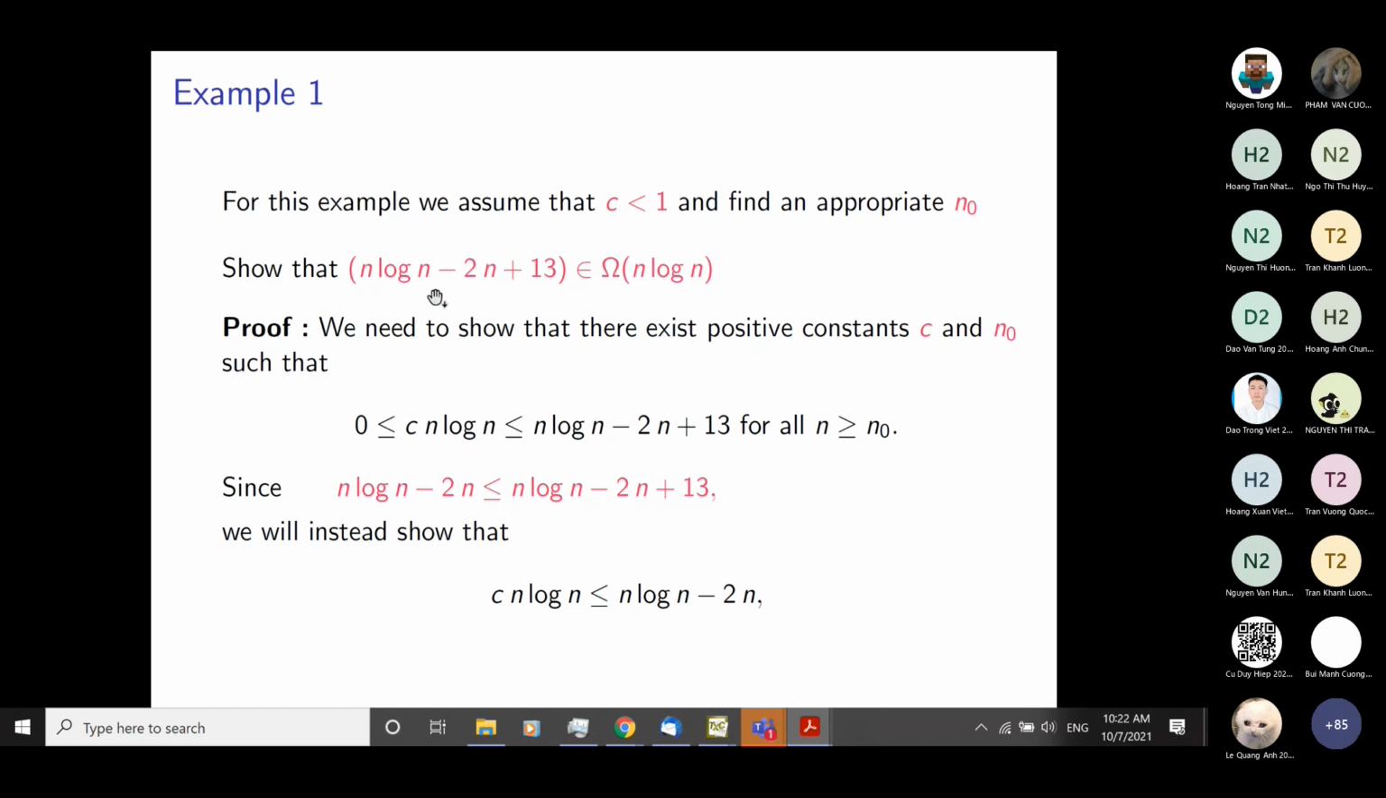Here I have n log n minus 2n plus 13. I want to show that this can be bound below by n log n. So n log n is the dominant term, so we don't need to care about the constant term; we can get rid of it. But we need to care about the negative term. So I need to show that c n log n is smaller than n log n minus 2n. I need to find a c and n0 such that this is satisfied.